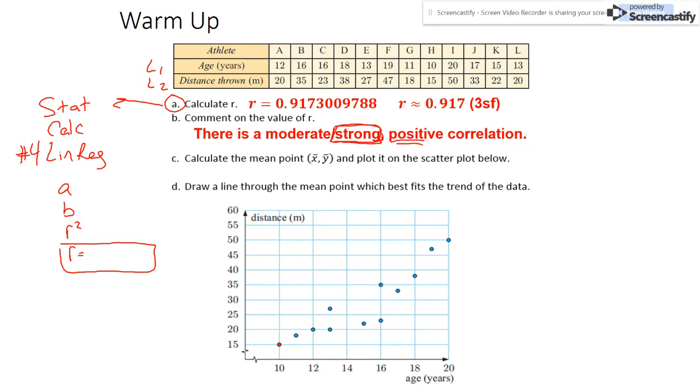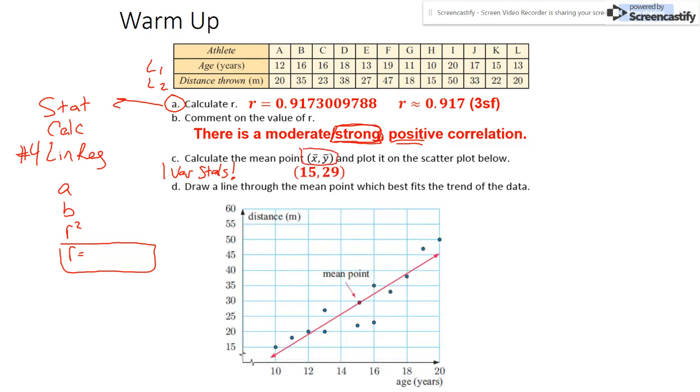Okay. Calculate the mean points. In order to do this, you still have your data in L1 and L2. Just do one variable stats for each list. One variable stats to find the mean of the L1, one variable stats to find the mean of L2, and then just plot those or write that down as an ordered pair. And if you do that correctly, 15, 29. So 15 is the average age, 29 is the average distance thrown.